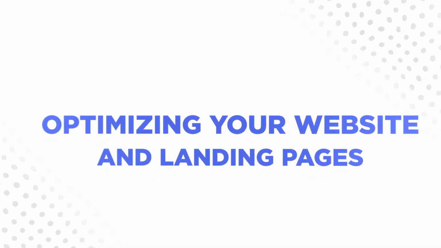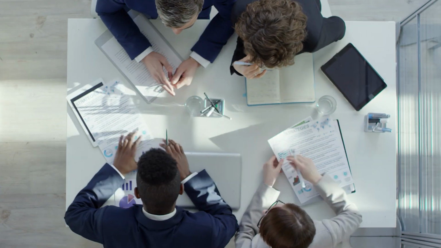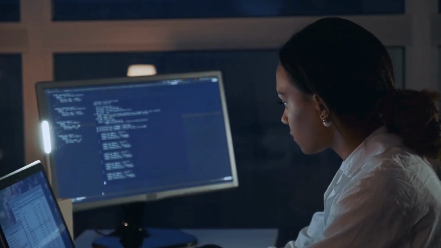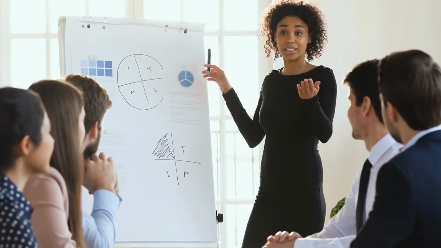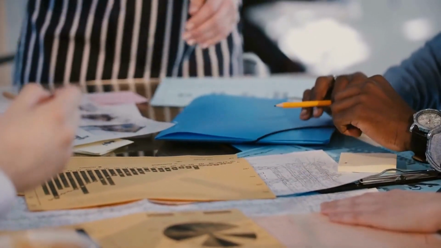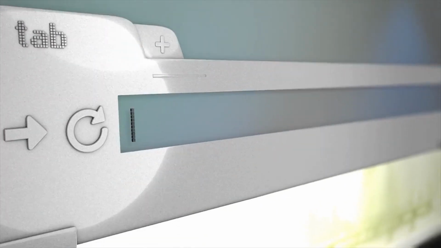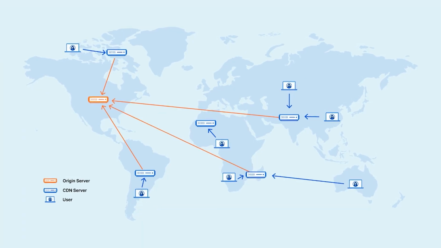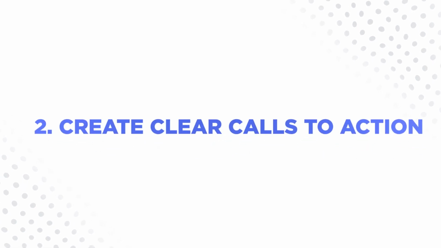Optimizing your website and landing pages. Once you've identified your conversion goals and started tracking key metrics, it's time to start optimizing your website and landing pages for conversion. Here are some best practices to keep in mind. 1. Improve page load time. Studies have shown that visitors are more likely to bounce if your page takes too long to load. Make sure your website is optimized for speed by compressing images, minimizing HTTP requests, and using a content delivery network (CDN).